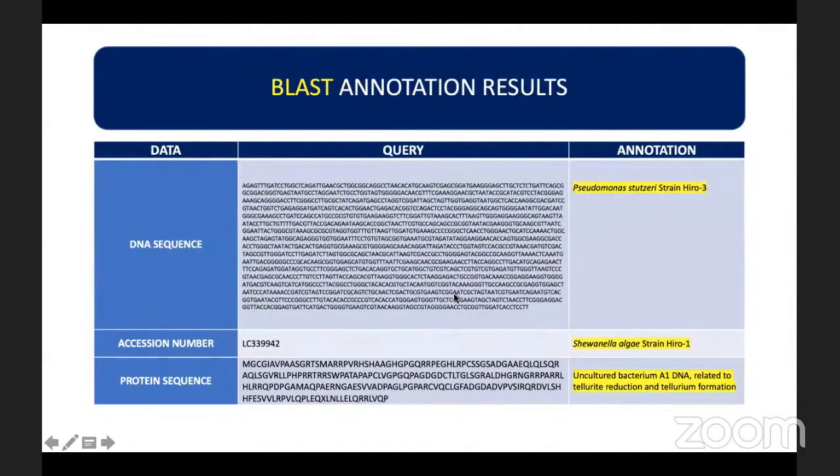Okay, so after all our analysis, these are the BLAST annotation results. Using the DNA sequences, the query that we used is a nucleotide sequence of DNA bases. The annotation is most probably Pseudomonas stutzeri strain hero 3 for the accession number query. The most probable identity is Shewanella algae strain hero 1. And for the protein sequence as a query, the most probable identity is the uncultured bacterium A1 DNA related to tellurite reduction and tellurium formation.